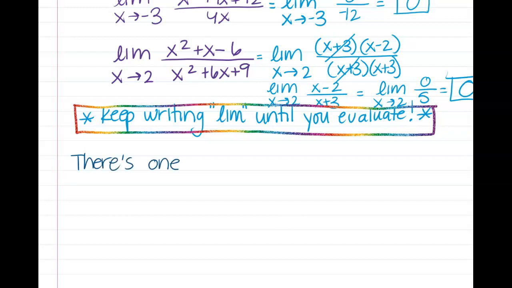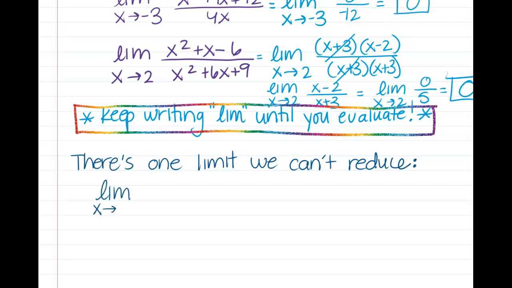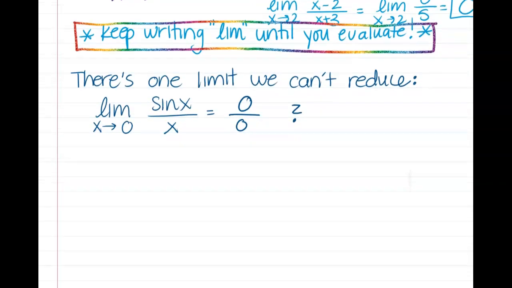There's one limit we can't reduce. The limit as x approaches 0 of sine x over x. Because if you plug in 0, sine of 0 is 0, and the denominator is 0. So what does this mean? There's nothing to simplify. A sine x and an x, you really can't do much.